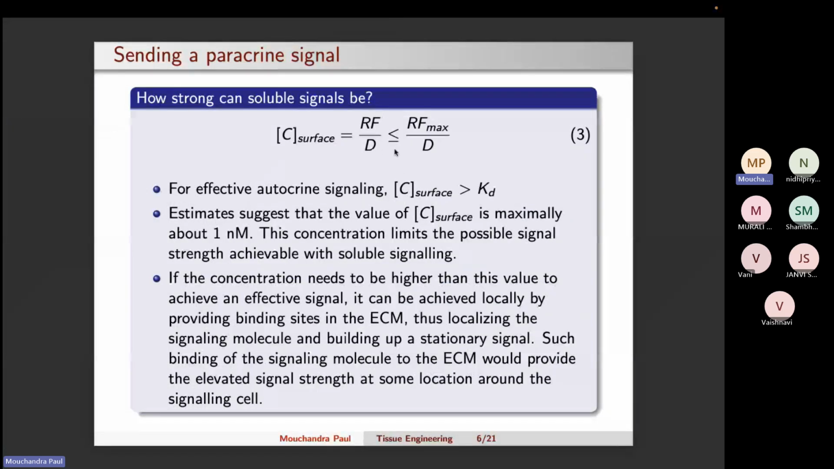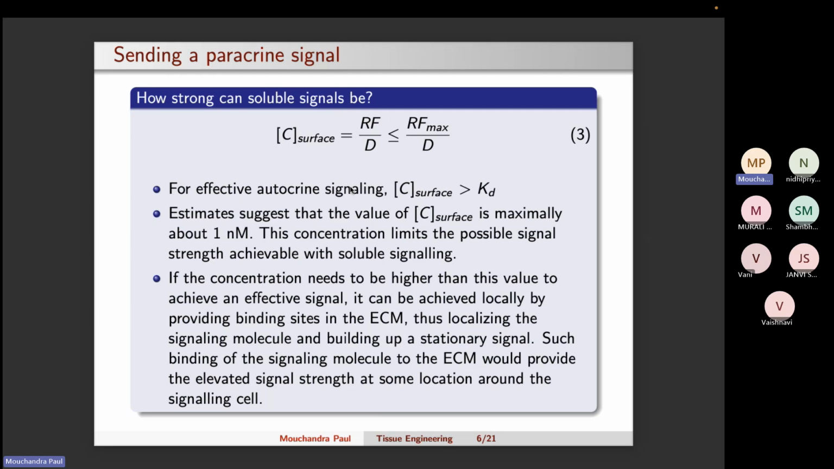Now this expression is saying that this will be less than or equal to R f max. What is f? f is the secretion rate of the signaling molecule. So f max will be the maximum achievable level of secretion, or maximum available rate of secretion. Obviously this will be the highest value that gives you the maximum concentration of the signaling molecule. Otherwise, at other rates of secretion, you will get a value like this.